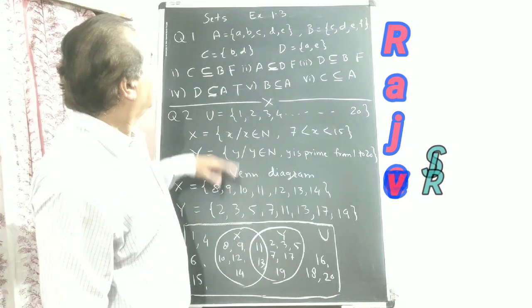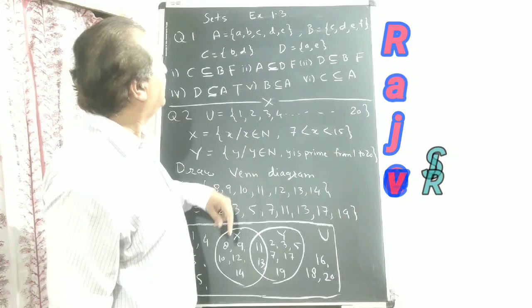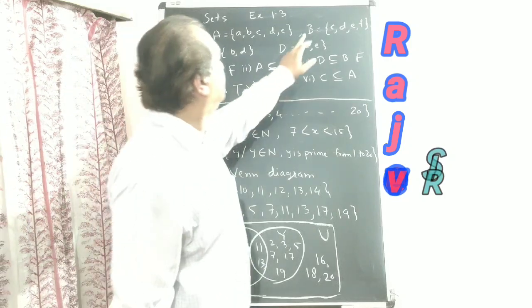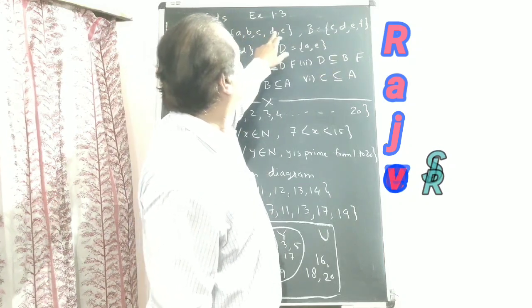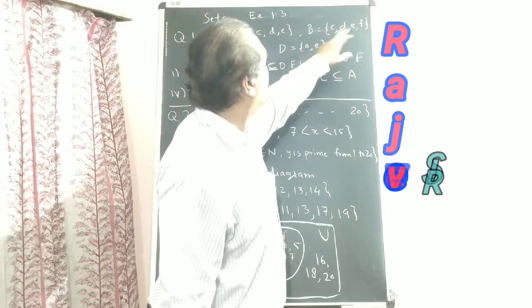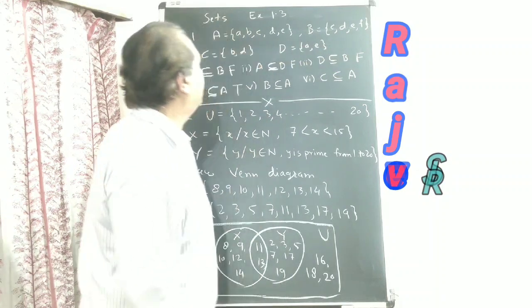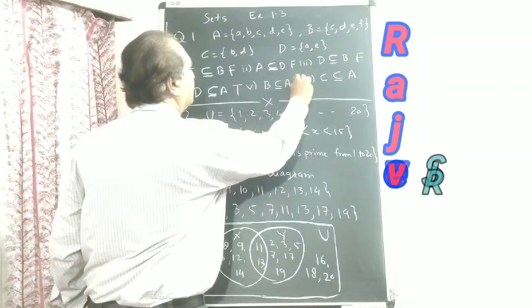Now next is B subset of A. B has C, D, E, F. C, D, E are there, F is not there. So all elements of B are not in A. So this is again false.